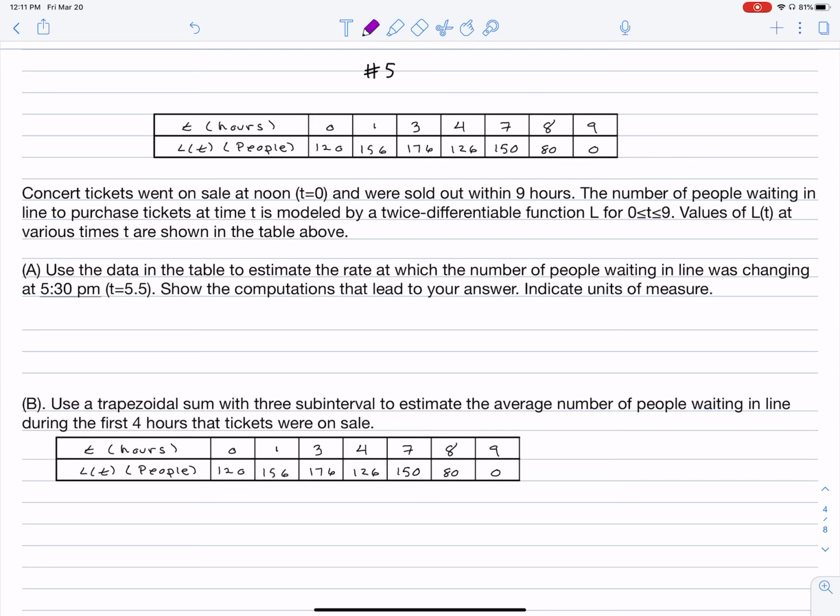Please note that I have put up in the announcement section the schedule for next week. So do go look through the schedule for next week so you know what's going on and what I expect you to do. Okay, so let's go through this.